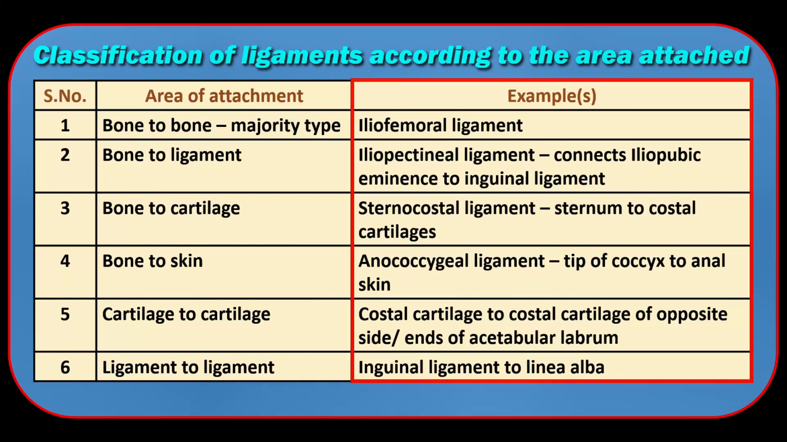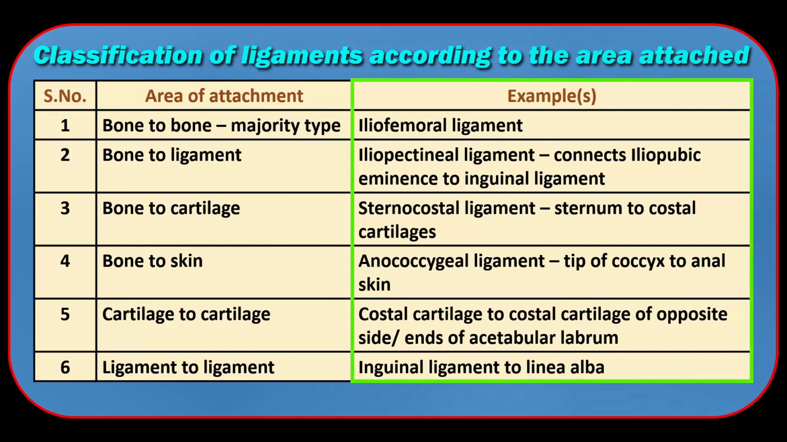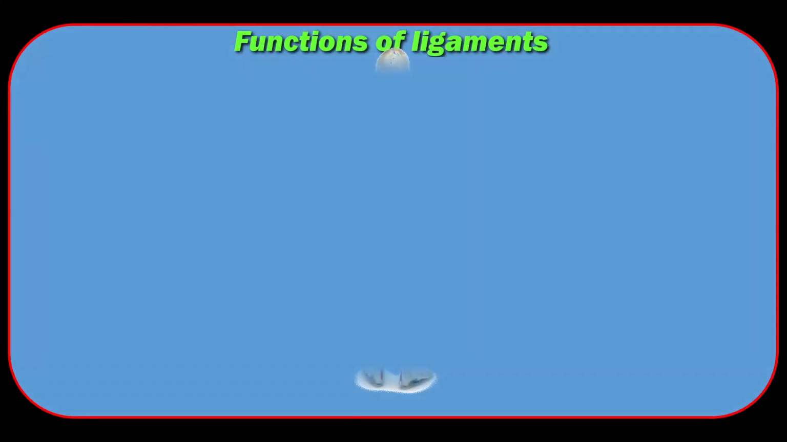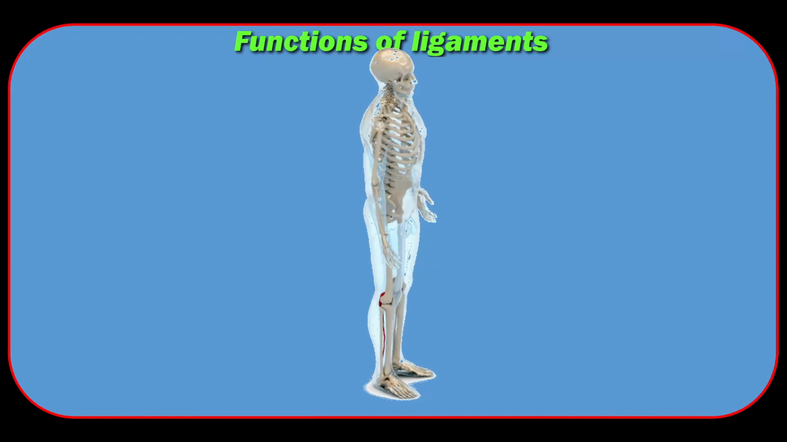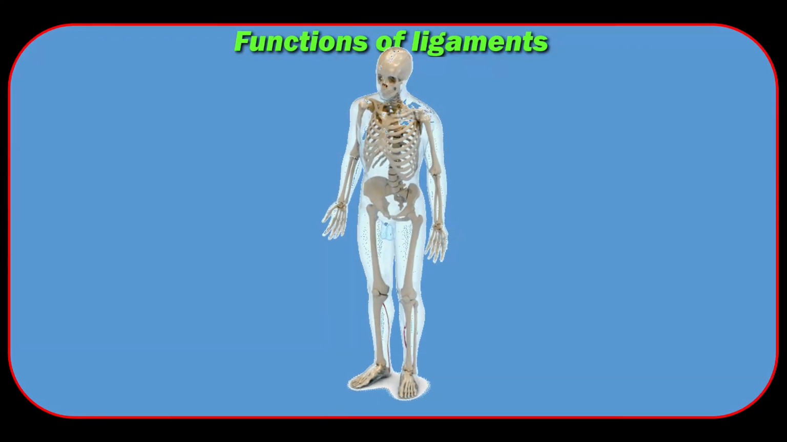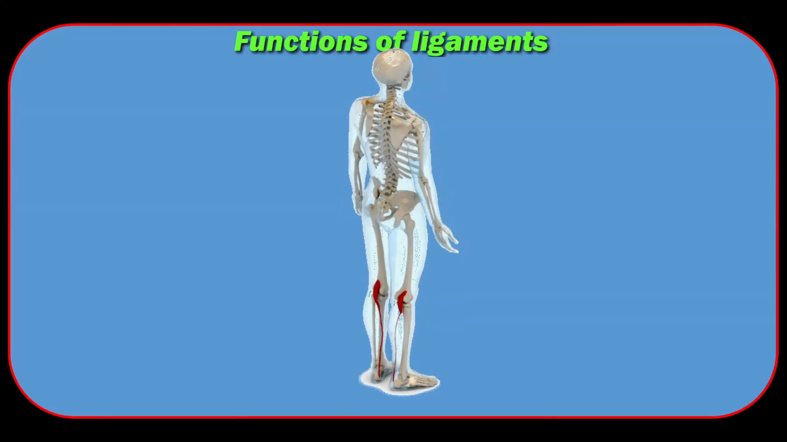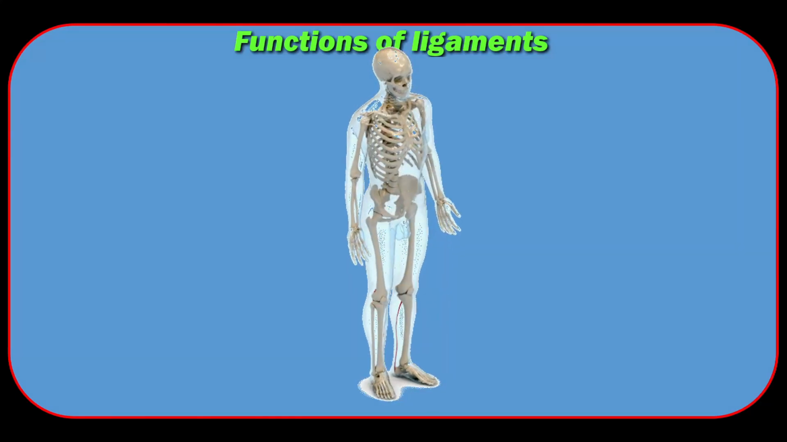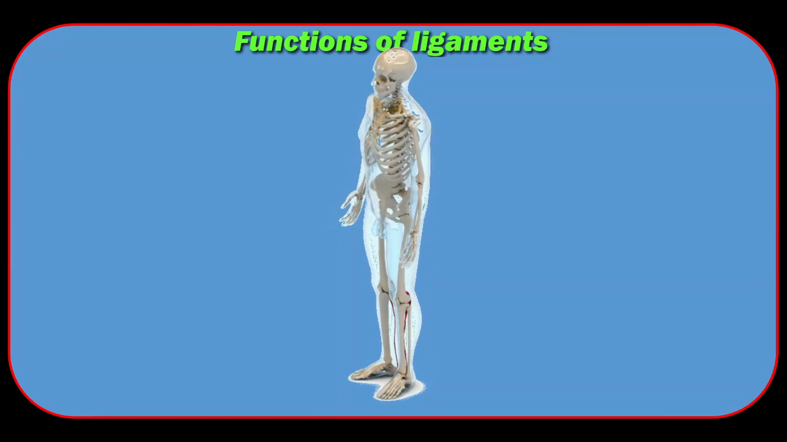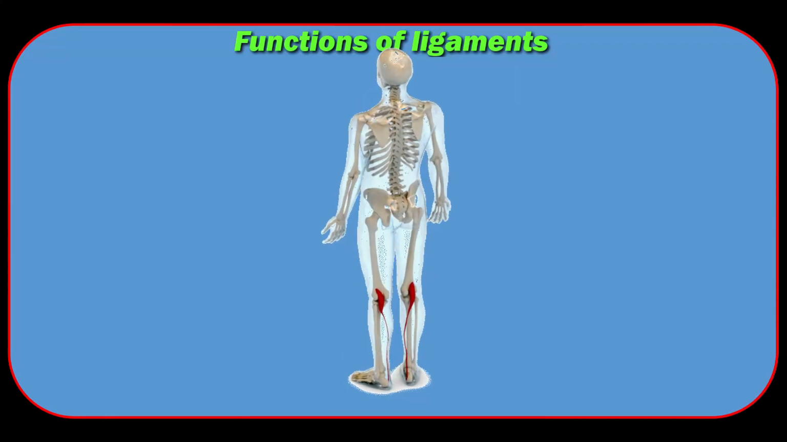Ligaments connecting bone and cartilage. 4. Bone to skin. Ligaments connecting the bone and deeper part of skin, that is dermis. 5. Cartilage to cartilage. And the last one is ligament to ligament. One intervening ligament connects the adjacent 2 ligaments. The majority of our ligaments have some kind of connection to the skeletal system and, to a lesser degree, the muscular system as well. Ligaments are essential for the efficient functioning of the skeleton and skeletal muscles, particularly at joints, because without them, neither system can function properly.